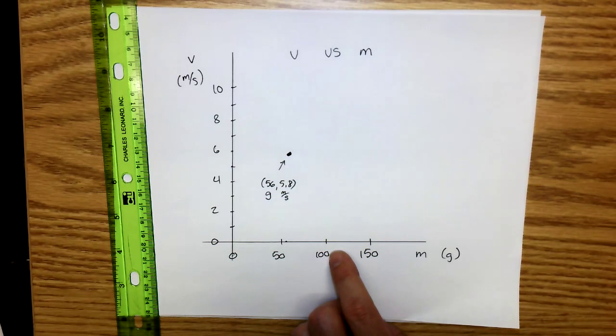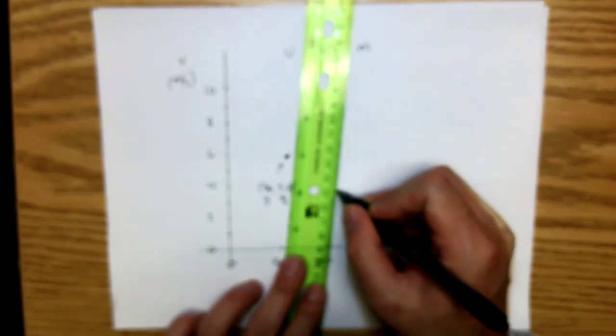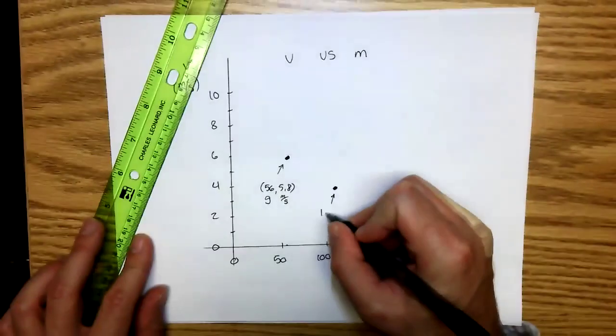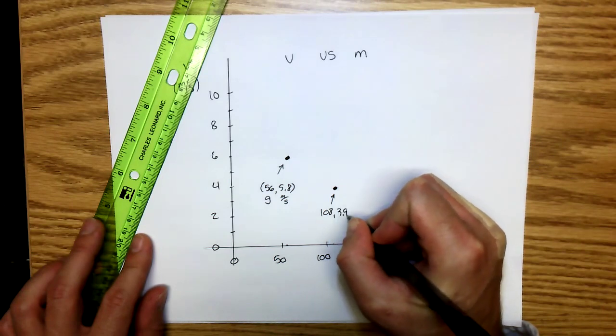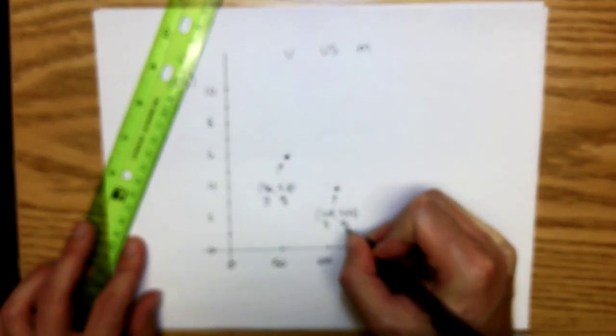Next point, I got 108 grams and 3.93 meters per second. 108, 3.93. So that could be right here. 108, 3.93. This is grams and meters per second again, of course.